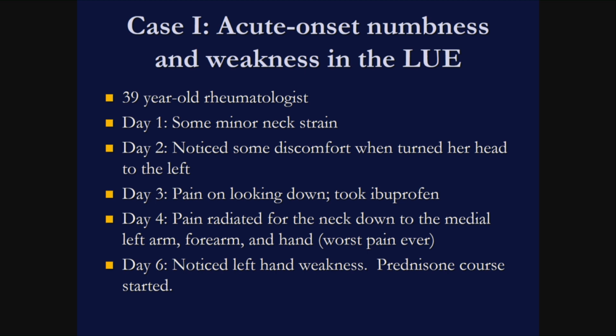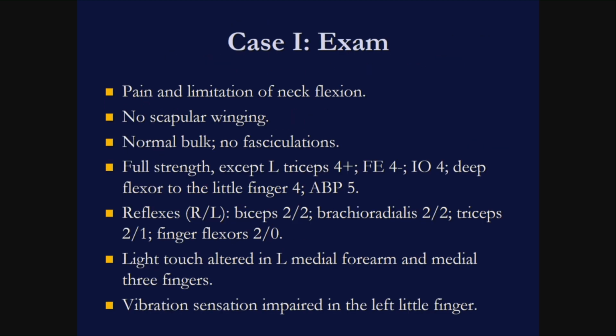And then she developed hand weakness. Her primary care doctor prescribed her a course of prednisone. And then I saw her about 10 days into it, and on the prednisone, it seemed like things had stabilized. She had pain and limitation of neck flexion. There was no winging of the scapula. The bulk was normal. There were no fasciculations.